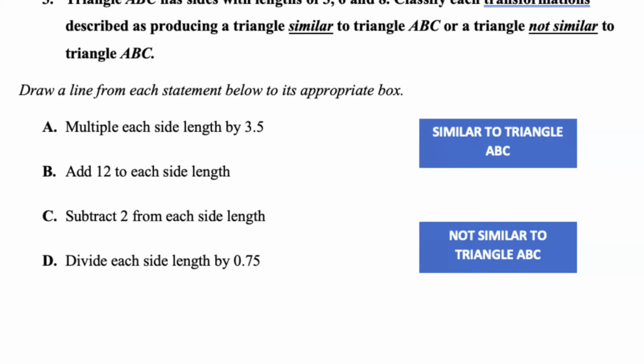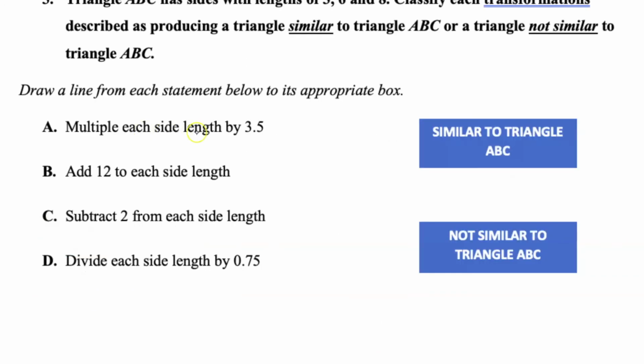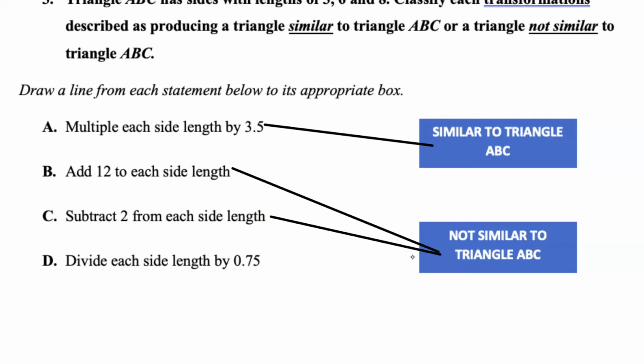So, again, to be similar, as we talked about over here, similar means a multiple. Multiply each side length by 3.5. Yep, that's going to be similar. Add 12 to each side length. Well, not a multiple, so that's not going to work. Subtract 2 from each side length. Well, again, not a multiple, so that's not going to work. Divide each side length. Well, if I'm dividing, that's just dividing by 0.75 is the same thing as multiplying by another number, so that works over here. So those are your correct responses for number 3.